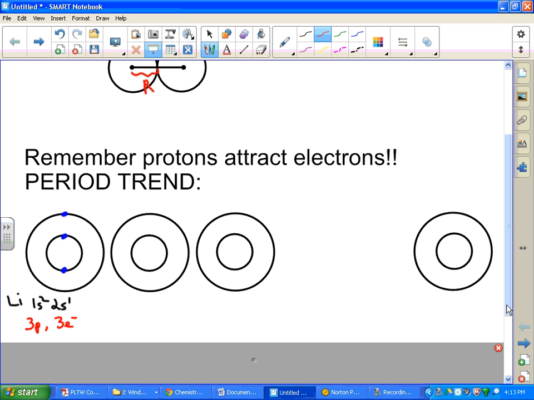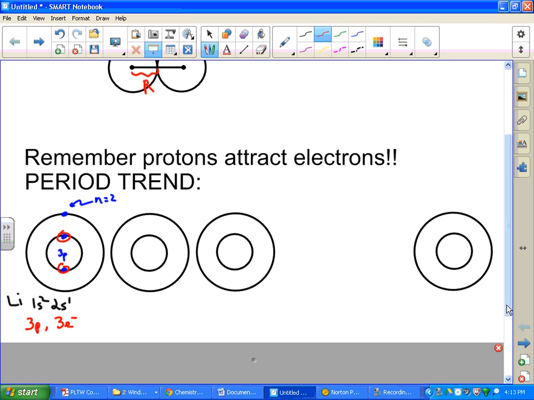Now, 3 protons are attracting these 3 electrons, and one of the 3 electrons is in n equals 2, or the second energy level, the second principal quantum number. And that's the valence electron. That electron is further from the nucleus than the other 2 because it's in a higher n, which is further away, and it's also shielded from the 3 protons. These 2 inner core electrons right here shield the third electron, the valence electron, from the nuclear pull.